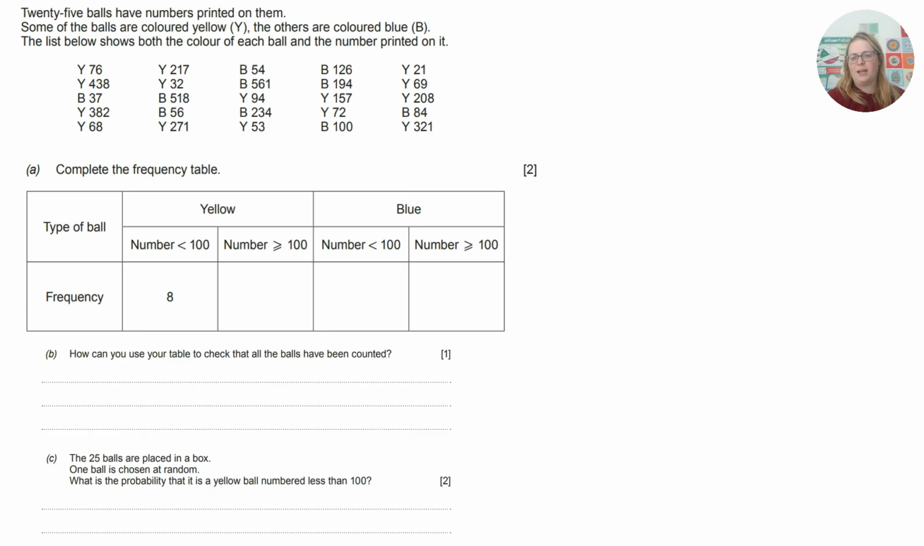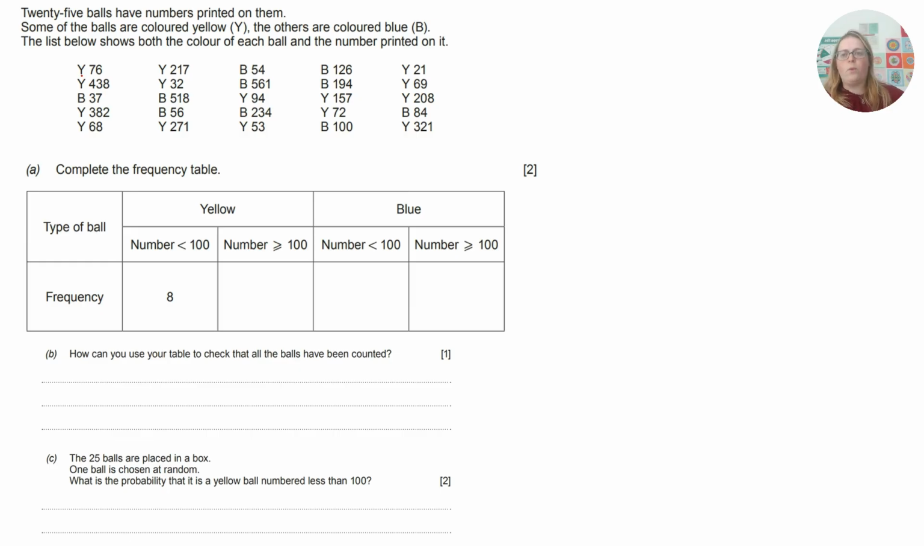Right, the next question. Have a read, pause the screen if you need to, and we're going to crack on straight away. So the first thing is it gives us a table, and it says complete the frequency table. That means that if they're yellow, they're in the first section, and if they're blue, they're in the second section. Numbers below 100 have already been done. We need to find the numbers above 100.